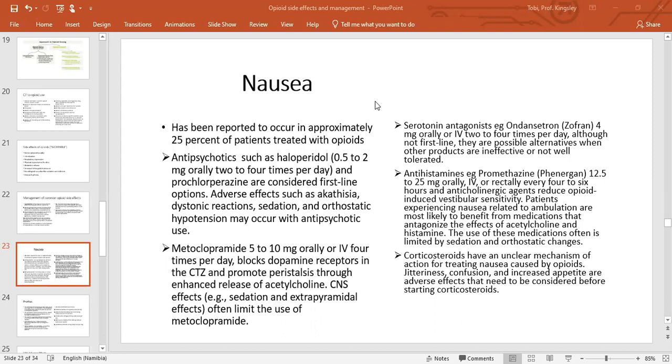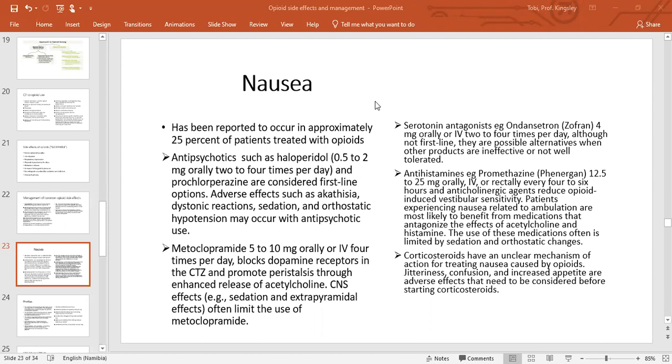Patients who experience nausea related to ambulation are most likely to benefit from antihistamine therapy. All right, but don't forget that these medications may lead to sedation and may cause some orthostatic changes.